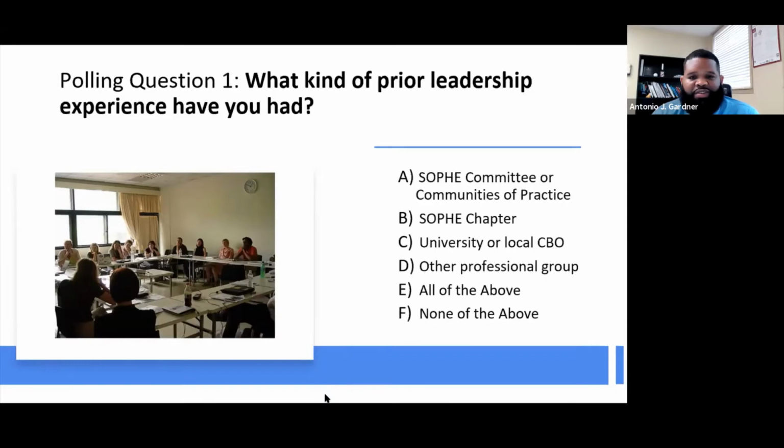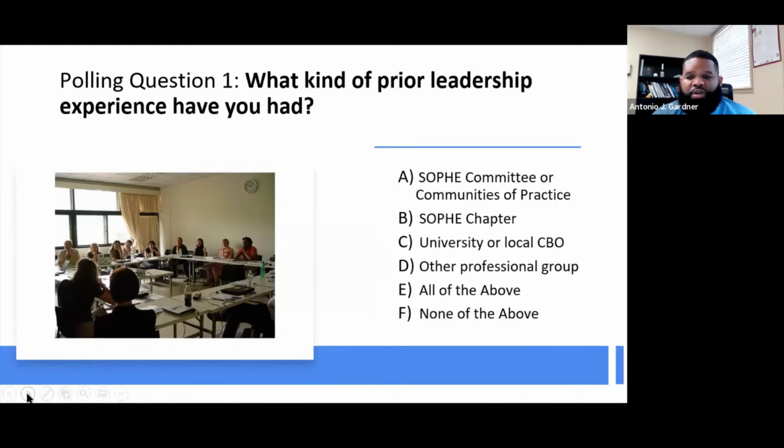So we've had 100% participation, and it appears that about 21% of you have been involved with SOPHE on a committee or community of practice. Most of you have been involved in other professional groups, and about 36% of you have done all of the above. So you've been involved in SOPHE, you've been involved at the chapter level, and you've been involved in some other professional groups. So thank you all for engaging in this poll.